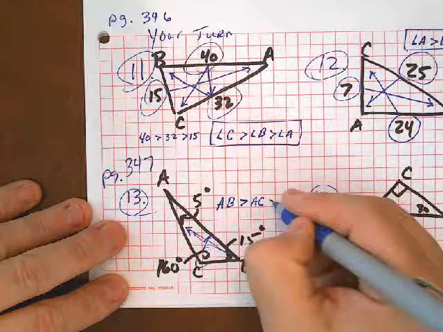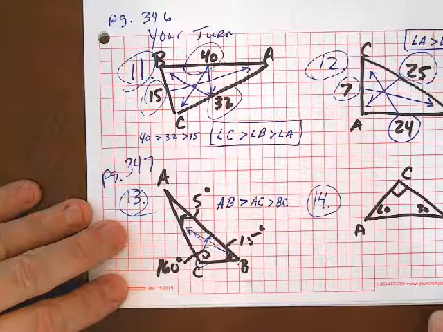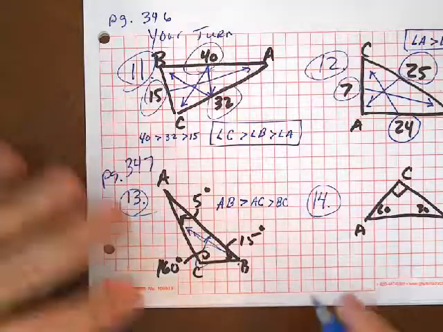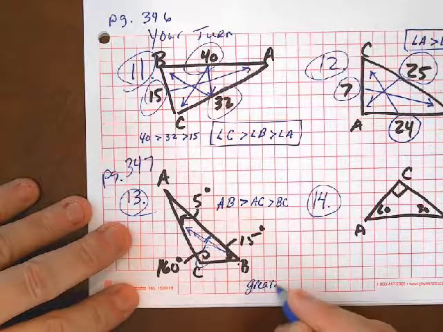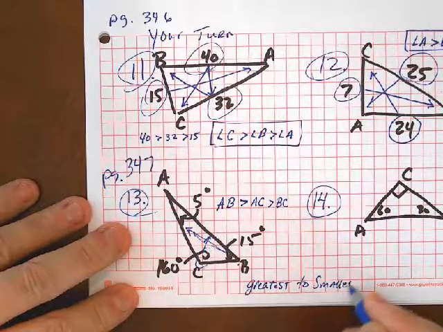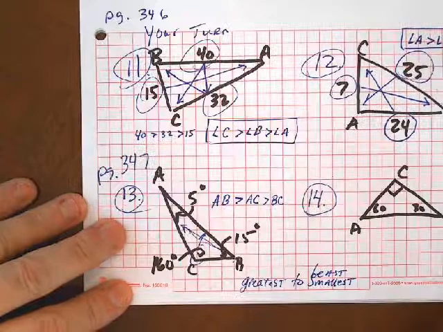Now, sometimes you can just look at it and it seems obvious. BC looks like the shortest side. Do we know what the lengths of them are? We don't. We're just ordering them. We're just putting them in order from greatest to smallest, or greatest to least. Okay, all right, let's do the last one.